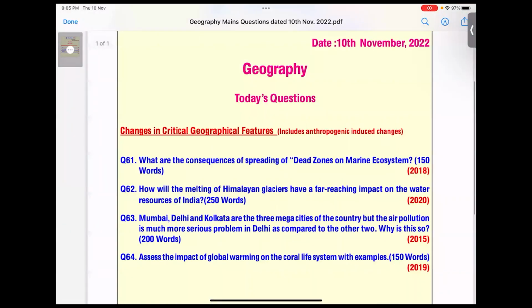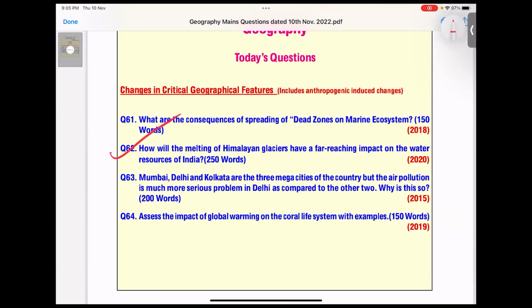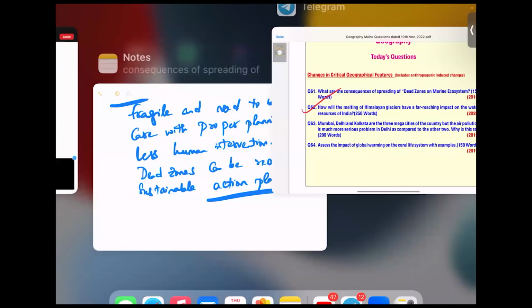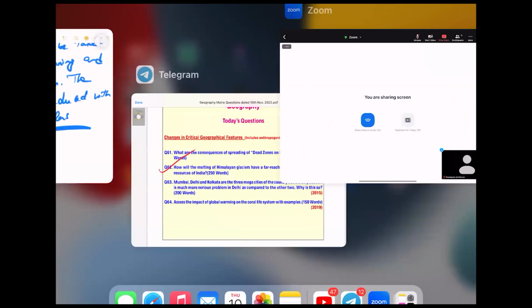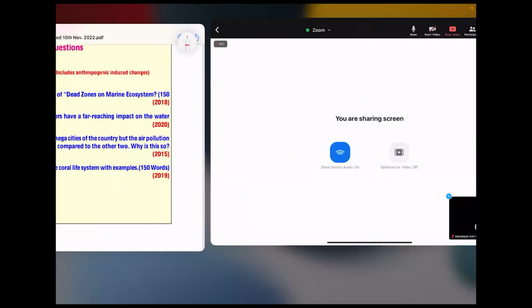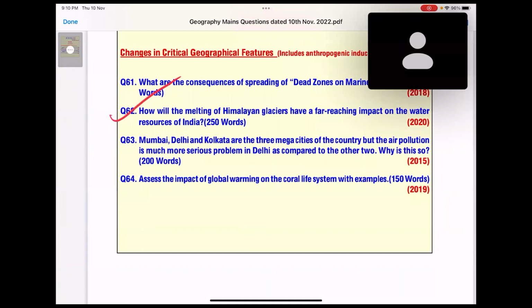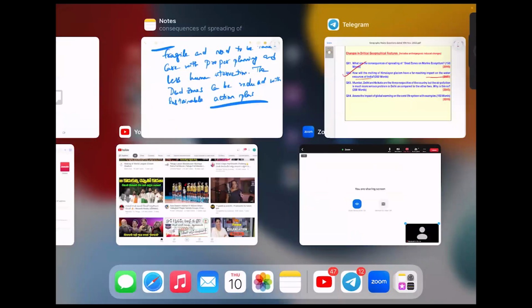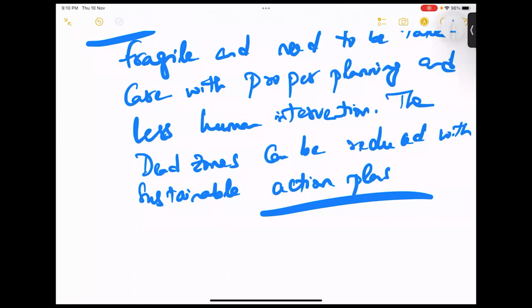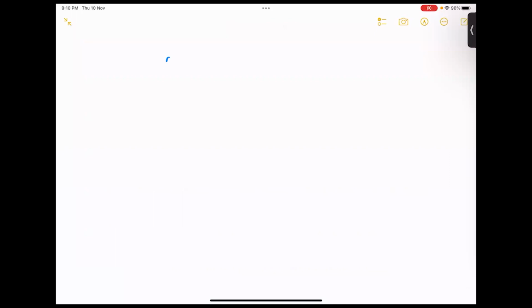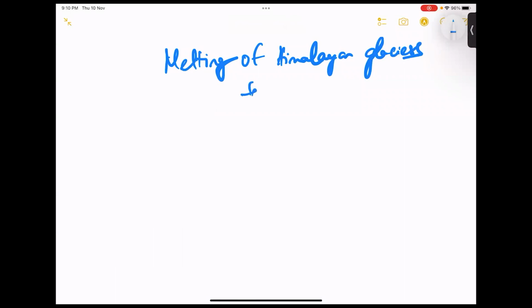How will the melting of Himalayan glaciers have a far-reaching impact on water resources of India? Yeah. Okay, good points, Mahesh. How will the melting of Himalayan glaciers have a far-reaching impact on water resources of India? So obviously, the question is, melting of Himalayan glaciers, how does it have impact on water resources of India?